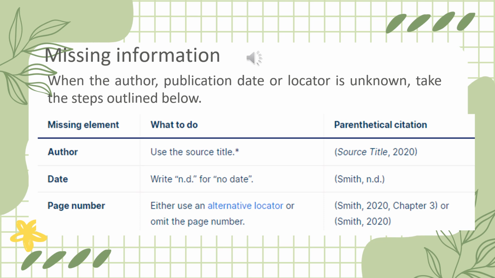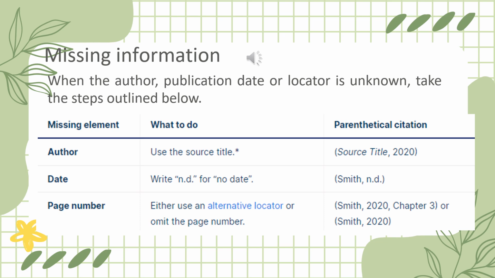Okay, now how about if the date is missing? If the publication date is missing, you write n.d., which stands for no date. So for example, Smith, comma, n.d. That is how you're going to write it.